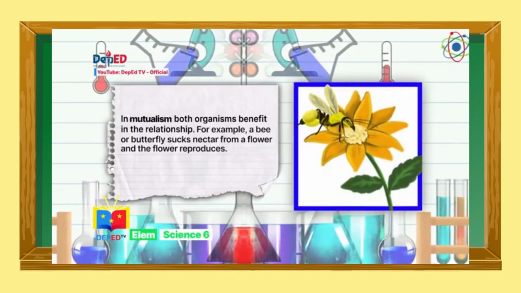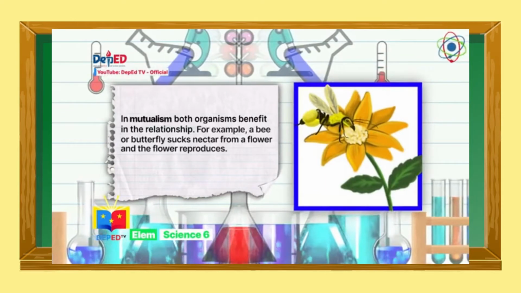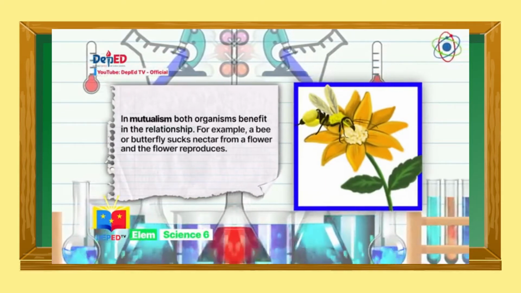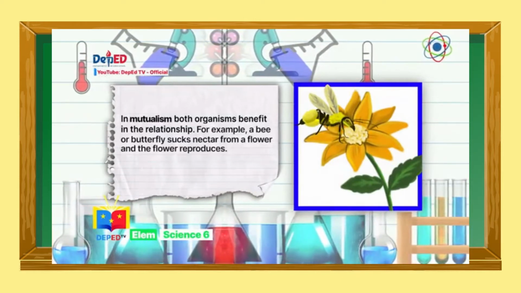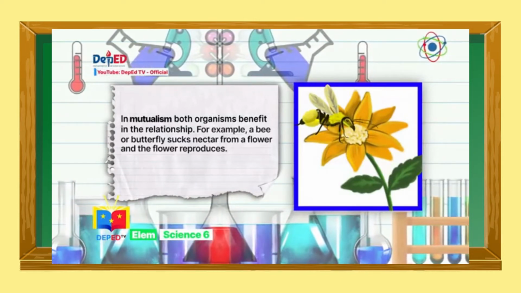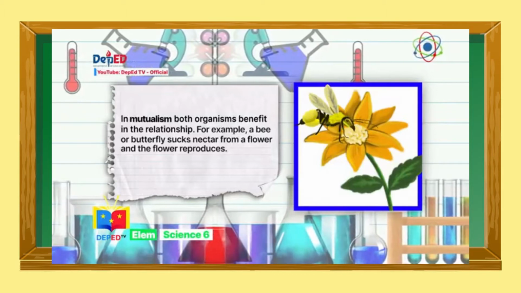Second is mutualism. In mutualism, both organisms benefit in the relationship. For example, a bee or butterfly sucks nectar from a flower and the flower reproduces.